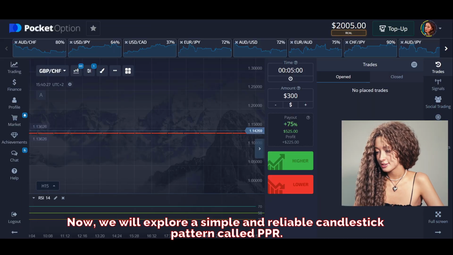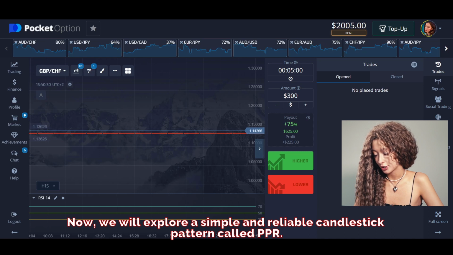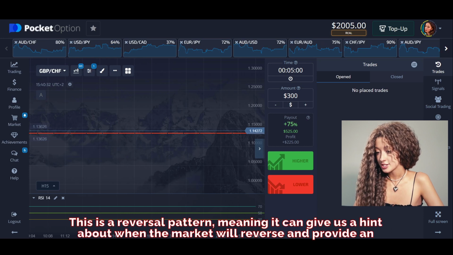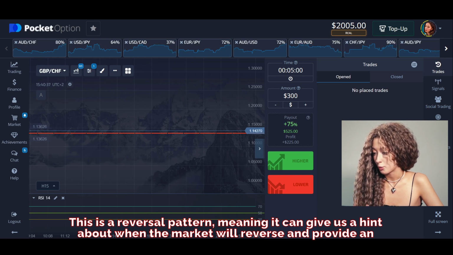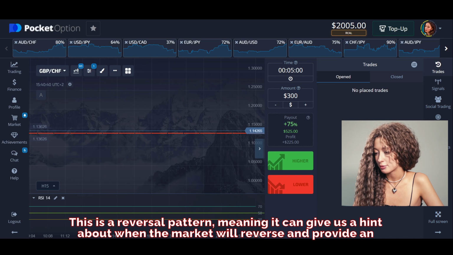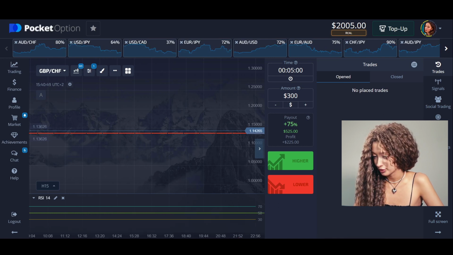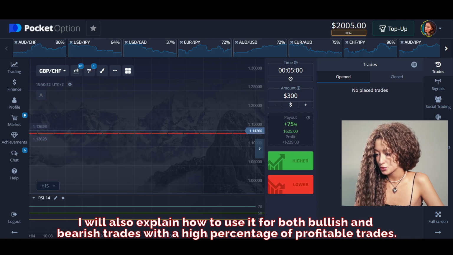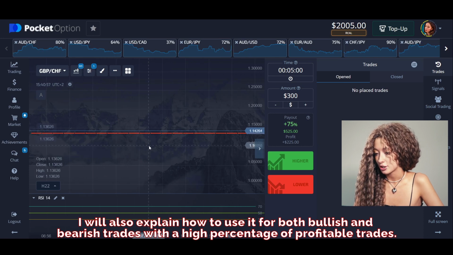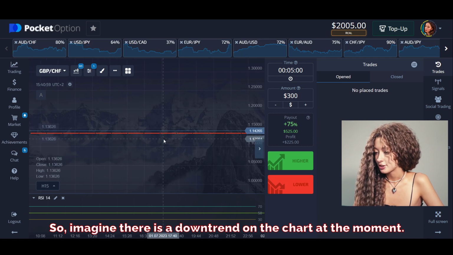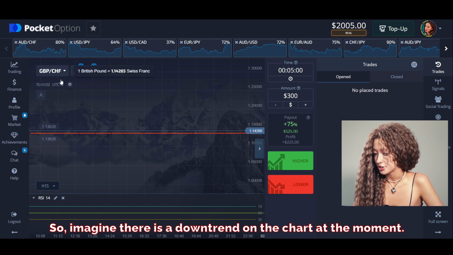Now we will explore a simple and reliable candlestick pattern called PPR. This is a reversal pattern, meaning it can give us a hint about when the market will reverse and provide the opportunity to enter a trade at the best moment. Let's understand how it looks because PPR is not widely known. I will also explain how to use it for both bullish and bearish trades with a high percentage of profitable trades.